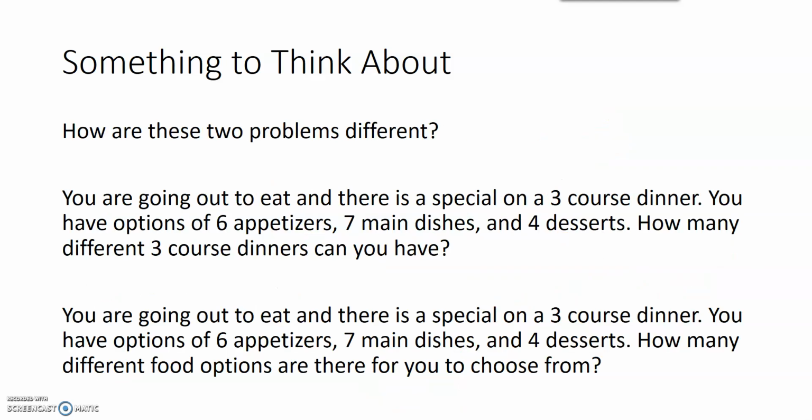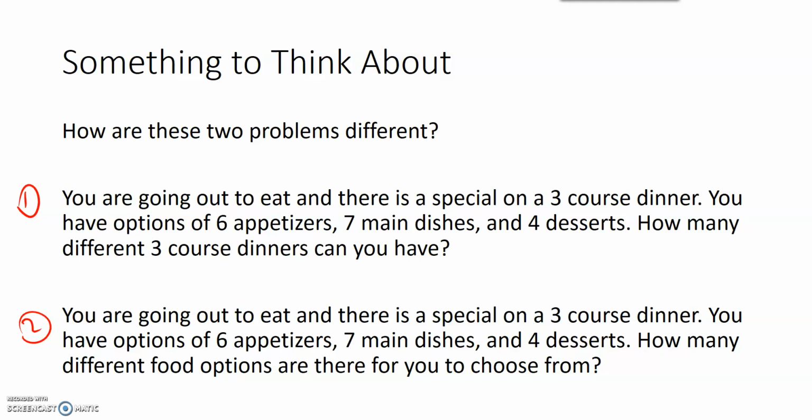Okay, something else to think about here. I want you to think about how these two problems are different. So the first one, option 1, you're going out to eat and there is a special on a 3-course dinner. You have options of 6 appetizers, 7 main dishes, and 4 desserts. How many different 3-course dinners can you have? Okay. Question 2. You are going out to eat and there is a special on a 3-course dinner. It's starting out the exact same way. You have options for 6 appetizers, 7 main dishes, and 4 desserts. How many different food options are there for you to choose from?